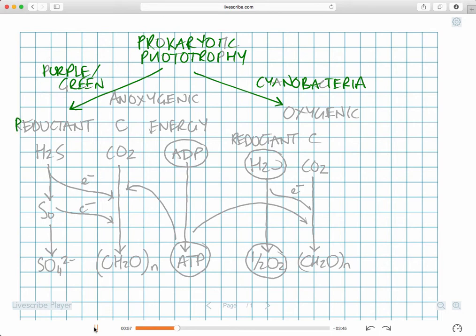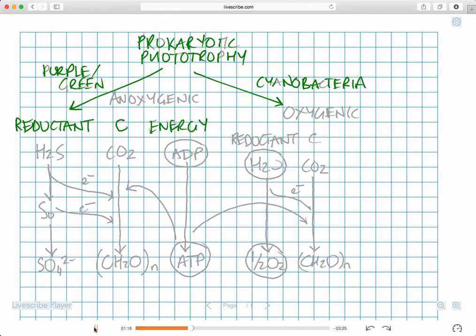The first thing is the reductant. This is the source of electrons to reduce the carbon that's going to be used to build sugars, for example. And so the carbon source is the next thing we would want to look at. And then lastly, we want to think about the energy source.